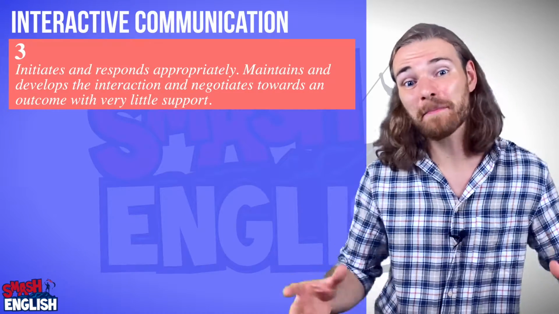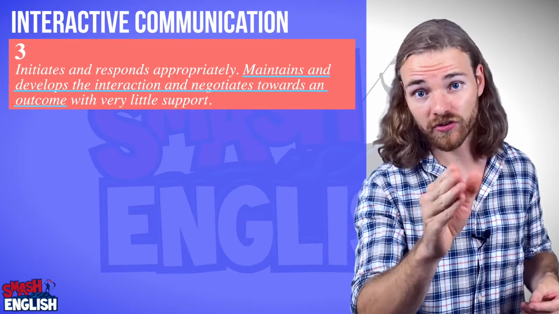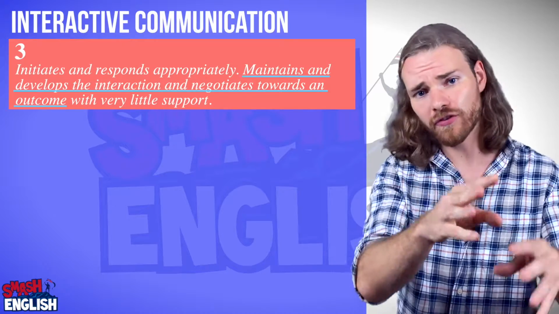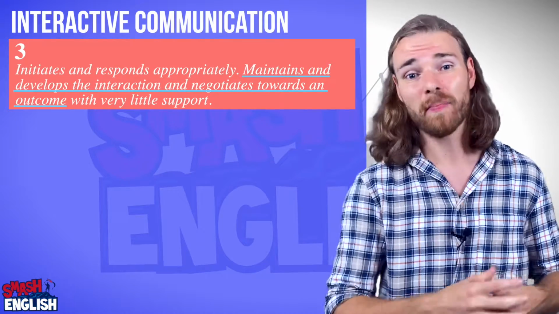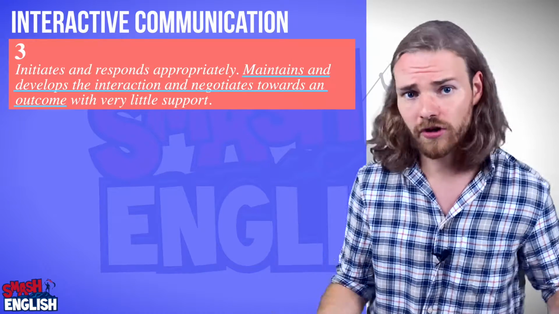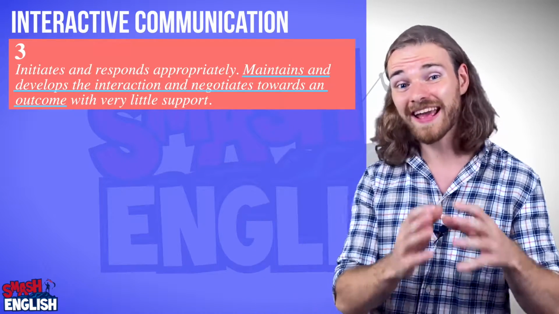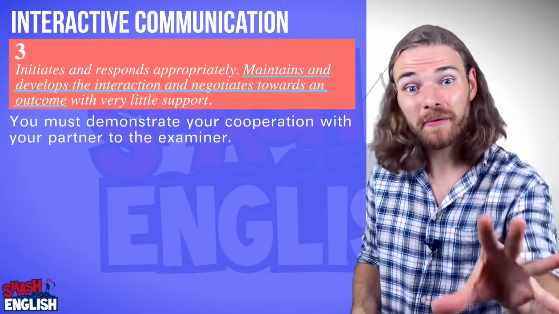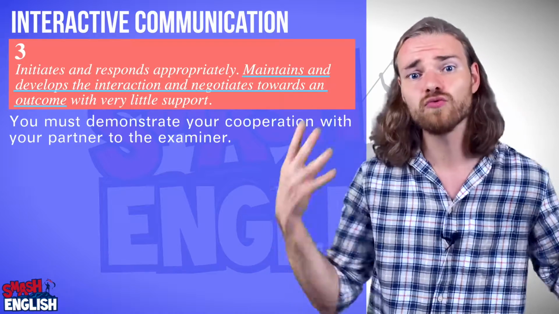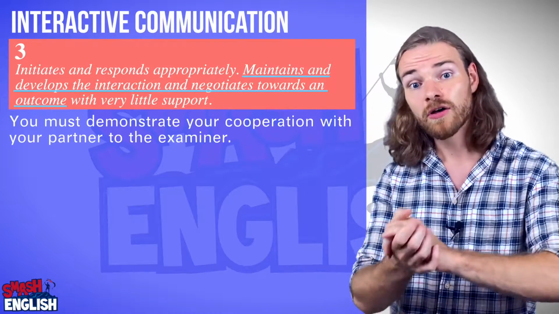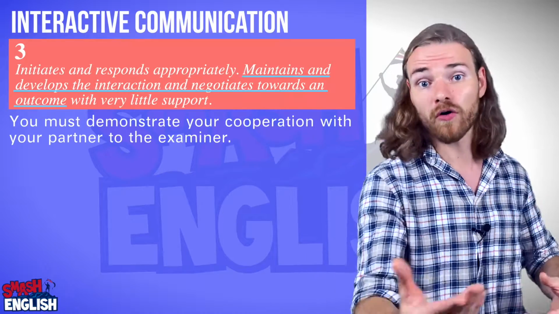Maintaining and developing the interaction towards an outcome is very important. Think about part 3 of the speaking exam, where you must talk and work with your partner. You will be given a question to discuss and topics to include in your discussion. It is very important that you cooperate, that you interact, that you work with your partner when you do this, to try and solve the problem of the task.